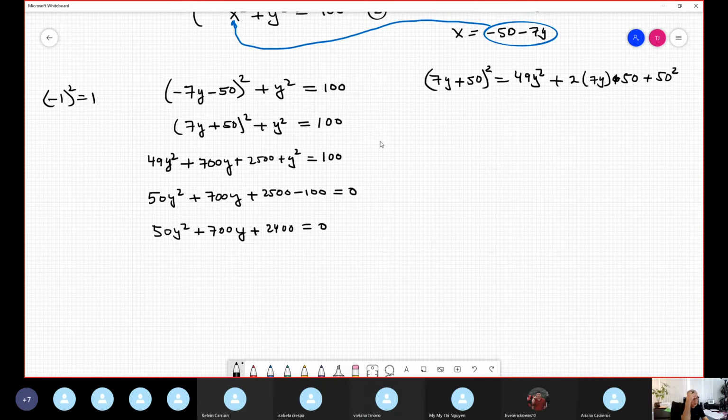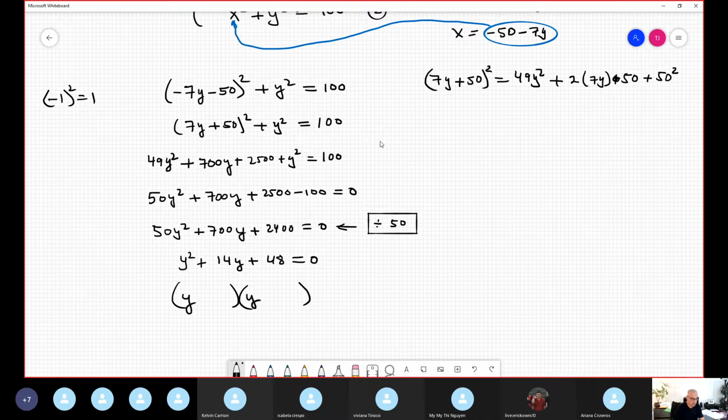Okay, of course, this equation is too big. However, as I can see, you can divide by 50. It's possible to divide by 50. If you divide this equation by 50, this is y squared plus 700 divided by 50 is 14y, and 2400 divided by 50 is 48, equals 0. Wow, this is easy. Even by factorization it's possible, because the combination is 8 and 6. 8 times 6 is 48, and 8 plus 6 is 14. Therefore y is equal to negative 8, and y is equal to negative 6.